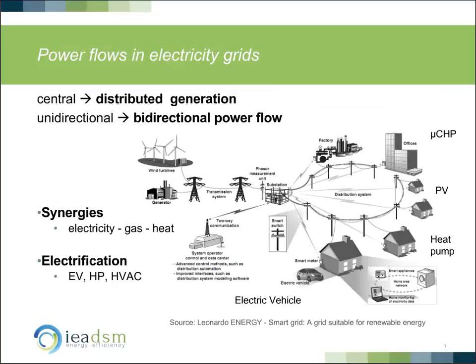So summarizing, if you look to the power flows in electricity grids, there is a tendency from central to distributed generation, and most importantly also from a unidirectional power flow going from the generation on the top of the high voltage levels to the low voltage levels lower in the grid. And that's also leading to a bidirectional power flow.